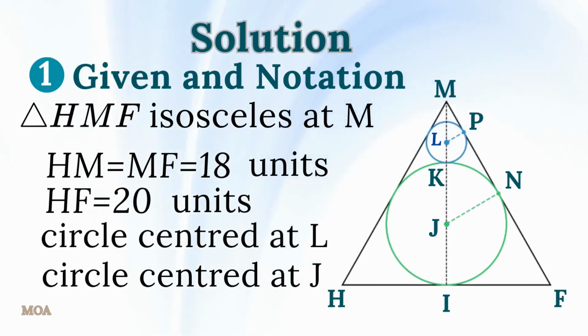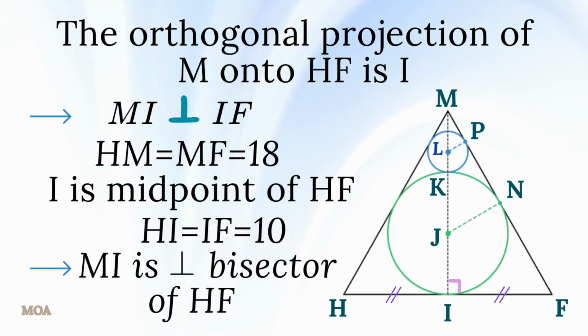Well, to begin the solution, let us first reconstruct the figure showing the two internally tangent circles inscribed within the isosceles triangle MFH with its vertex at M, where HM equals MF equals 18 and HF equals 20. The small blue circle is centered at L, while the green circle, centered at J, is tangent to its neighbor, the blue circle, at K. Note that the line HF is tangent to the green circle at I.